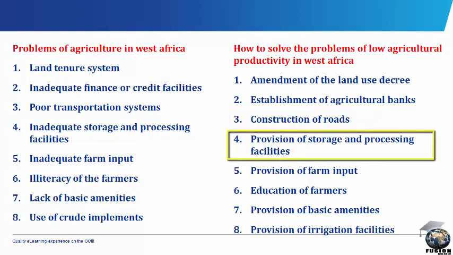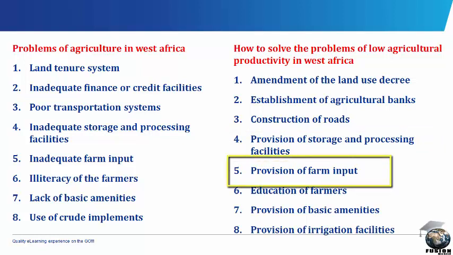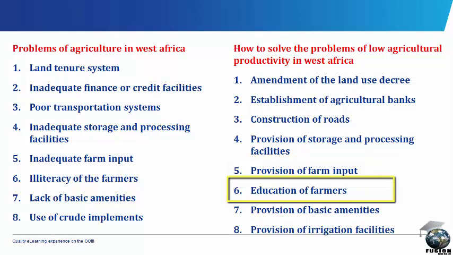Provision of storage and processing facilities. Government should provide storage and processing facilities for the farmers at subsidized rates. Provision of farm inputs. Farm inputs like improved seeds, implements, fertilizers, etc. should also be provided at subsidized rates to the farmers. Education of farmers. Farmers should be educated. Special schools or training centers should be established where farmers can be trained on how to read and write, trained on the use of modern system of farming, etc.